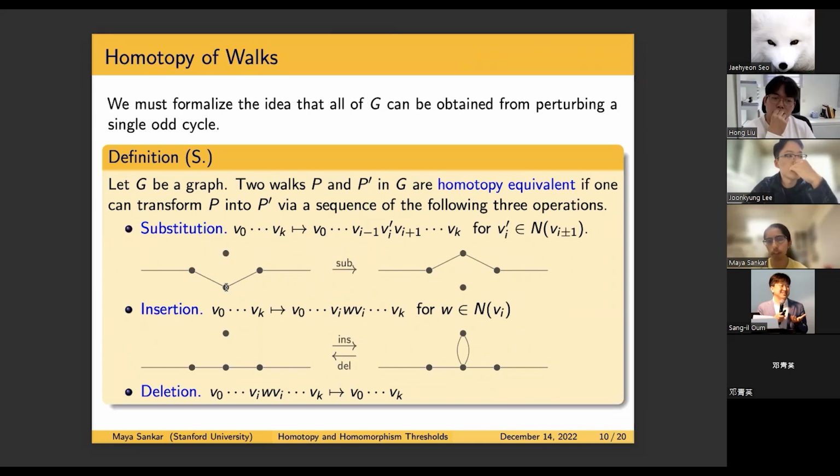And one important thing to notice about this is that parity comes up a lot with this definition. And one way in which parity comes up is that the parity of a path is always preserved under these operations. So an insertion will add 2 edges to the walk, and a deletion will remove 2 edges from the walk.